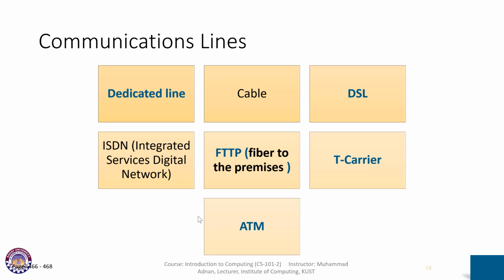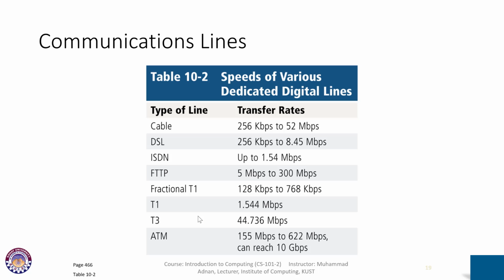Okay, we have different types of communication lines used in computer networks. We have dedicated lines, cable, DSL, integrated services digital network, fiber to the premises (FTTP), which gives a lot of speed, the transmission carriers, and ATM, asynchronous transfer mode. Here are the different speeds of the different types of communication lines. Cables range from 256 kbps to 52 mbps, and then DSL and ISDN. You can see that FTTP, fiber to the premises, has a speed of 300 mbps, and ATM amazingly can reach up to 10 gigabits per second. That is amazing. This is the technology that is bringing change and bringing people closer.